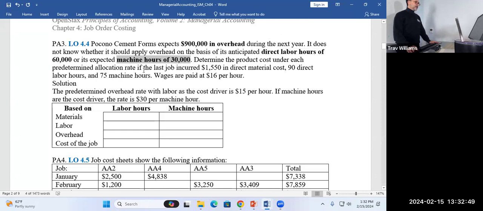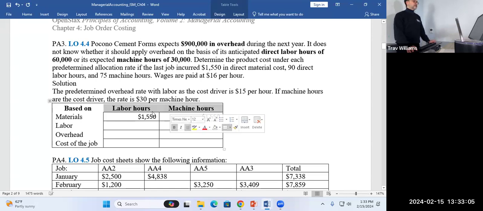Now, the material costs are 1,550. That's going to be the same in both scenarios. So whether we're allocating overhead by labor hours or machine hours, that doesn't impact materials, right? That only impacts overhead. So we'll put the same materials in both columns.